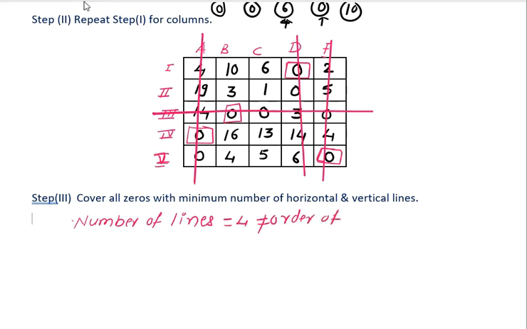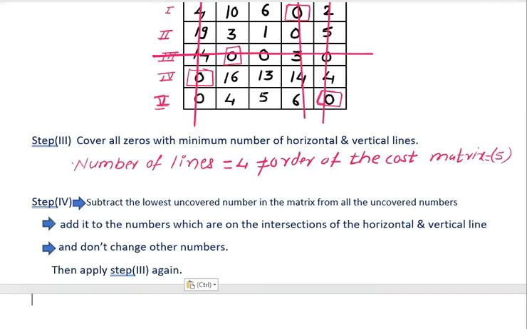The order of the cost matrix, the given matrix, is a 5 by 5 matrix, so its order is 5. So 4 is not equal to 5. So this is not an optimum solution. We have to apply step 4. Now what is step 4?